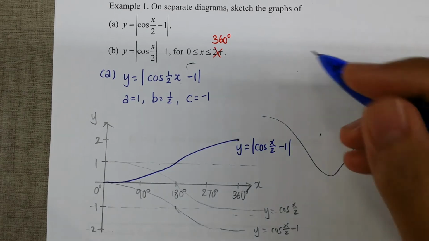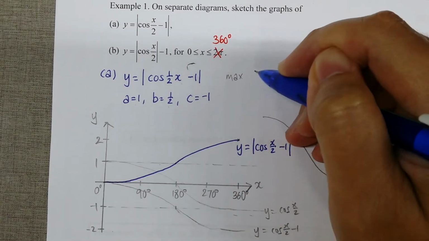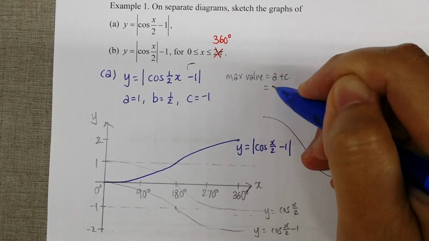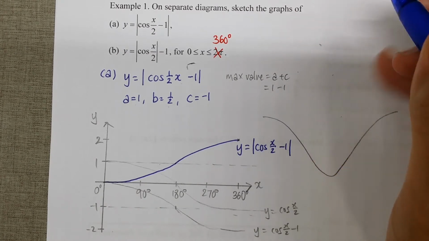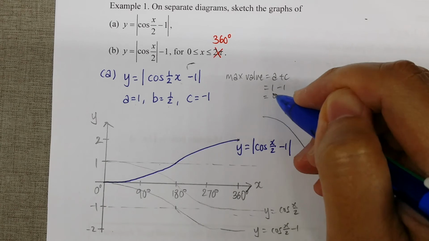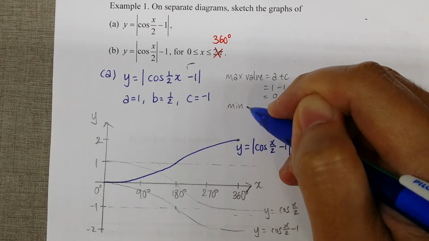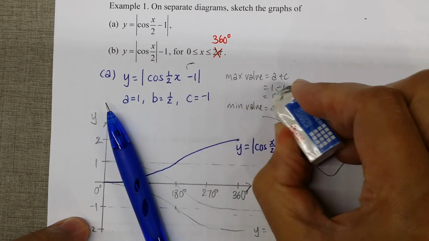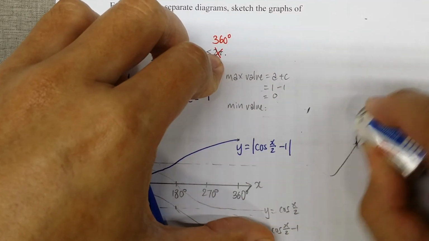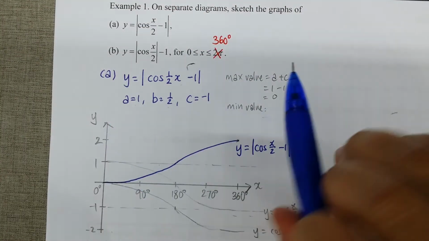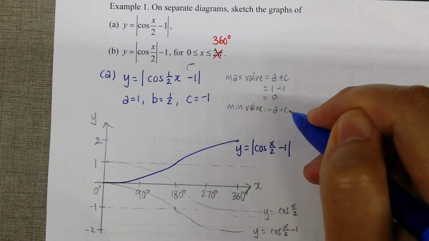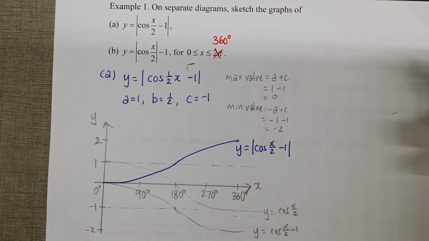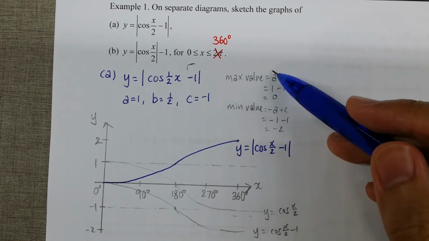If you really want to double check, you can also apply the formula maximum value equals A plus C, right? A is 1, C is minus 1. So it is 0. Okay? Then something is wrong, right? But don't worry. Minimum value is minus A plus C, minus 1 minus 1, minus 2. Hey, why is the minimum value -2 and the maximum value 0?